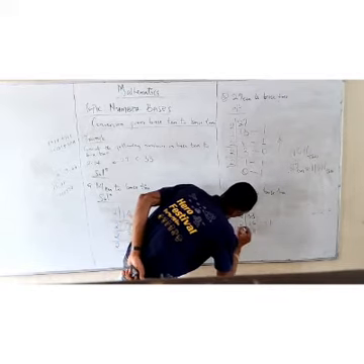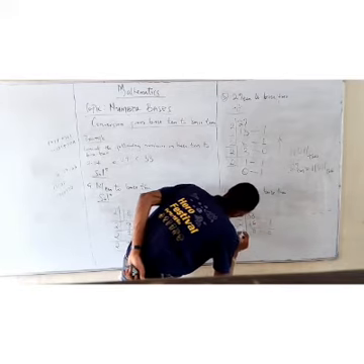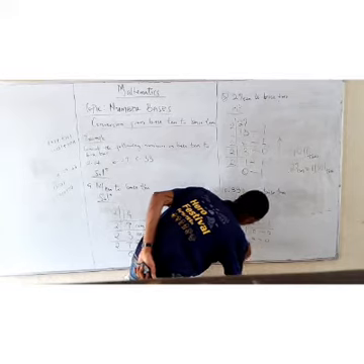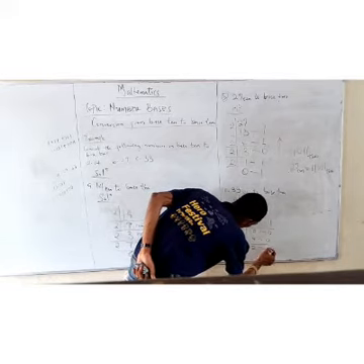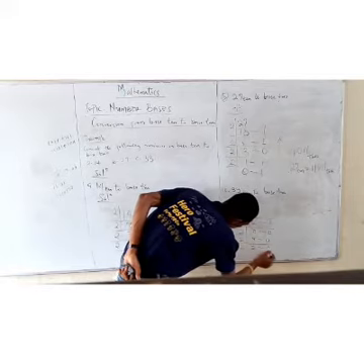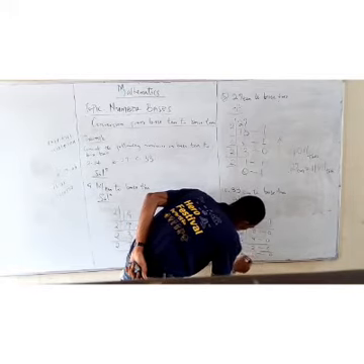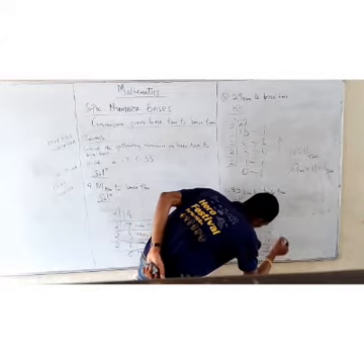8, remainder 0. 2 in 8 will give us what? 4, remainder 0. 2 in 4 will give us what? 2, remainder 0. 2 in 2 will give us what? 1, remainder 0. Then 2 in 1 will give us what? 0, remainder 1.